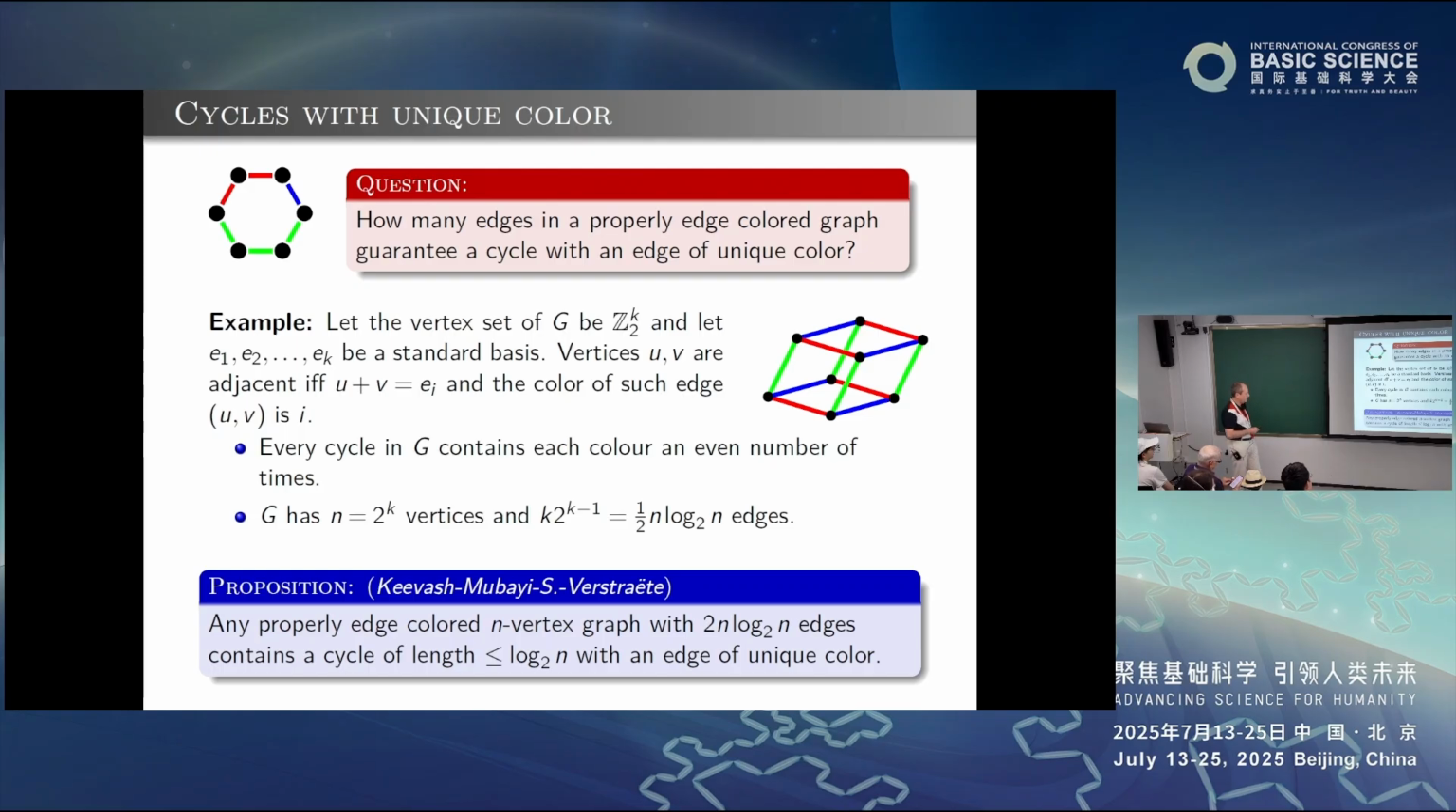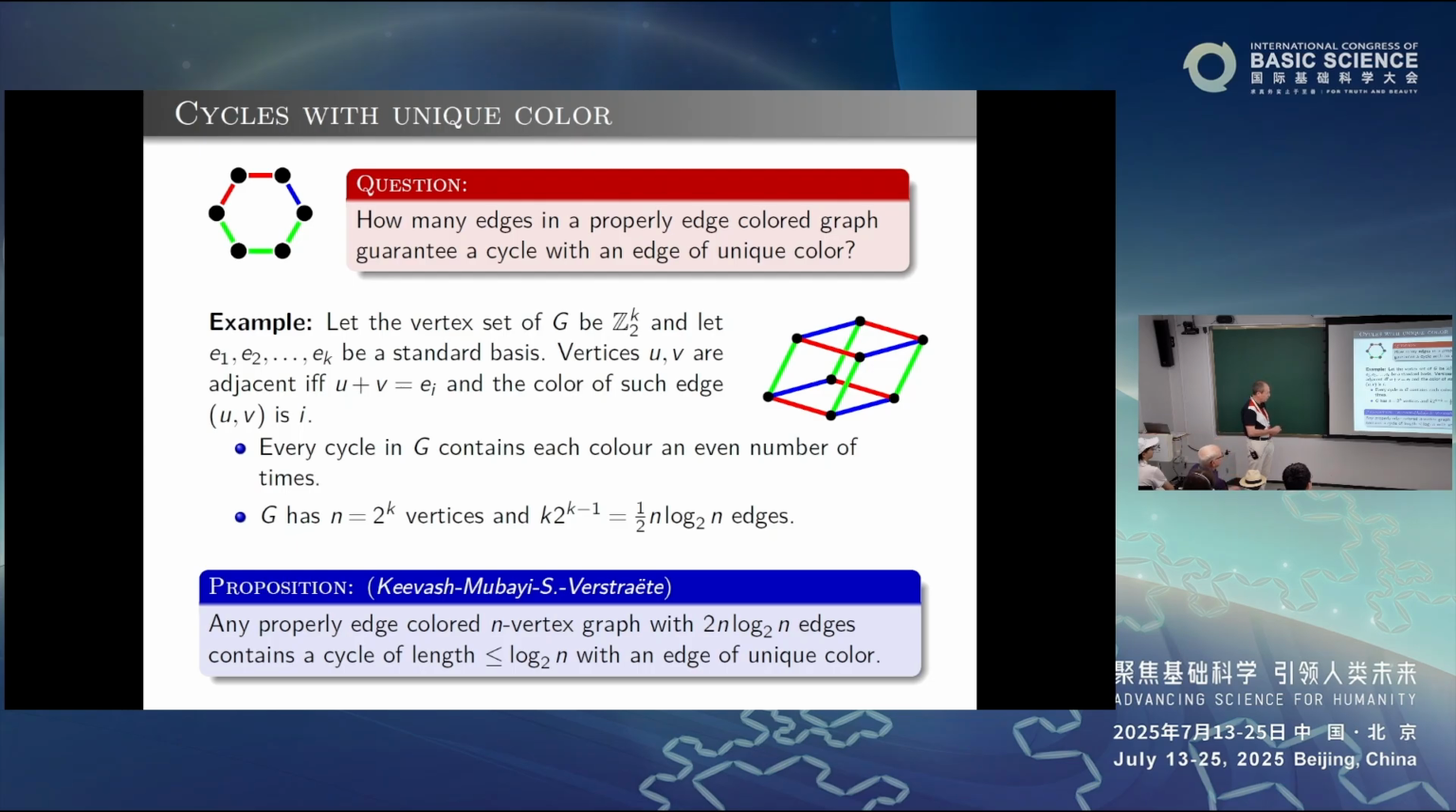And indeed, about 20 years ago, when we started looking at these problems together with Peter Keevash, Dhruv Mubayi, and Jacques Verstraete, we proved that every graph with, say, 2n log n edges, which is properly H-colored, will always contain a cycle. Moreover, this cycle would be of logarithmic length, which has H of unique color. I mean, it might look to you like some nice combinatorial problem. Why maybe should you care?